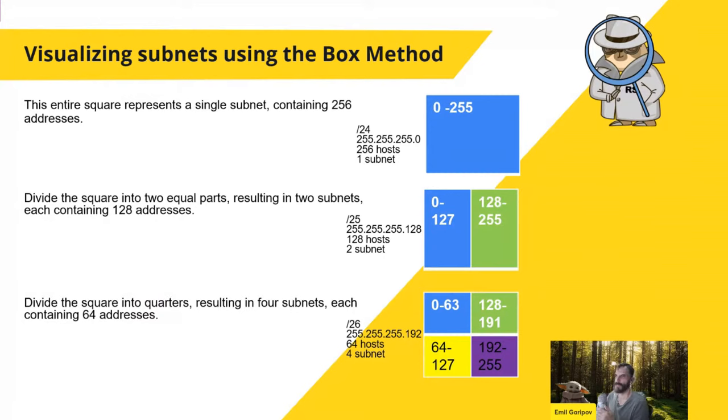So let's move to the next one, and this is one of the interesting parts: how we can use different techniques to visualize subnets, for example using the box method. Here you can see that the entire square for the first box represents a single subnet containing 256 IP addresses. What does it mean? So we have 256 hosts in one subnet. Then we can divide our box into two equal parts, and this leads us to two subnets, each of which contains 128 addresses.